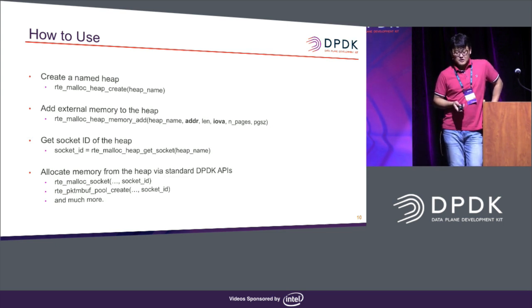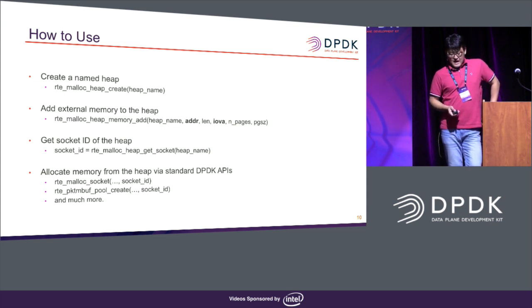First, you need to create a named heap, so call this API, rte_malloc_heap_create with a name. Then, if it is successful, you can register your external memory to the heap by calling this second API. You should give the virtual address, and its IOVA, meaning the physical address, right? And of course, length, number of pages, and page sizes. The granularity here is on a one-page-size basis, right?